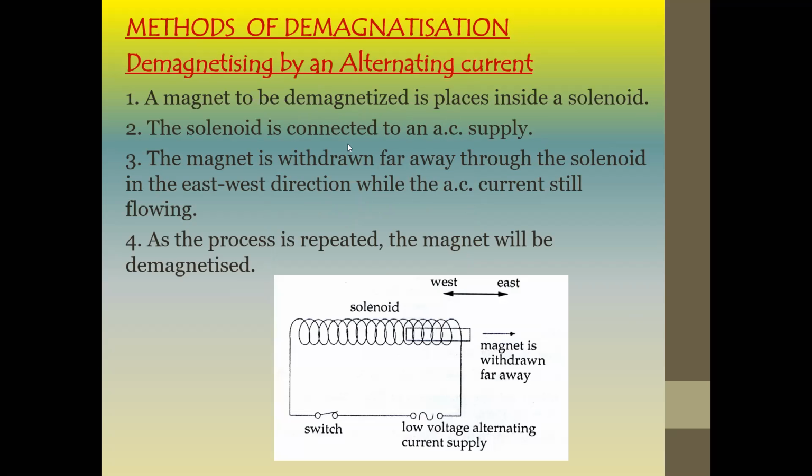Why are we taking it out from the solenoid? So that some parts of a magnet experience a stronger magnetic field and some parts experience a weaker magnetic field. So it will disturb the arrangement of the domains. Is it clear how a magnet can be demagnetized, or how the arrangement of the domains can be disturbed?